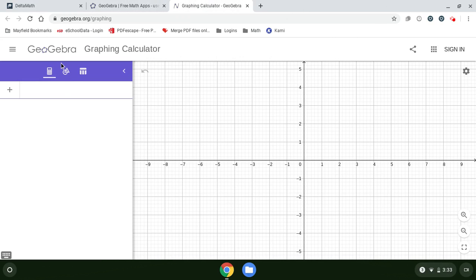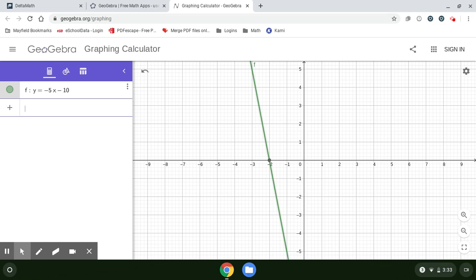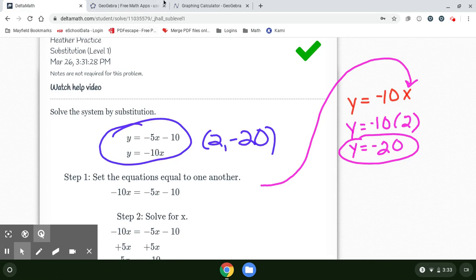Okay, so I'm going to the graphing calculator, and I'm going to graph y equals negative 5x minus 10. I could graph this on paper also. And the second equation, which is y equals negative 10x.